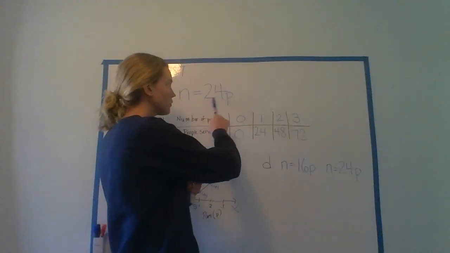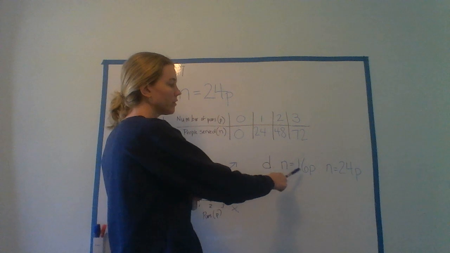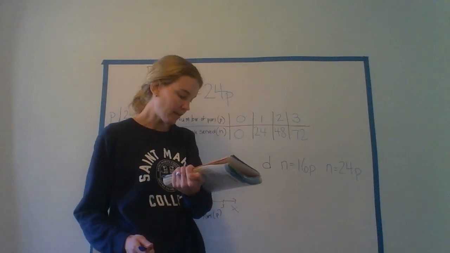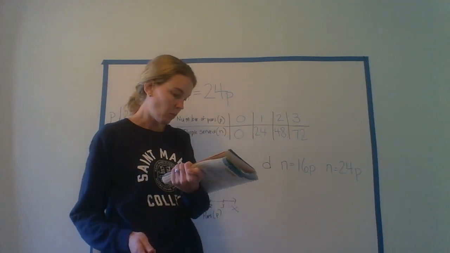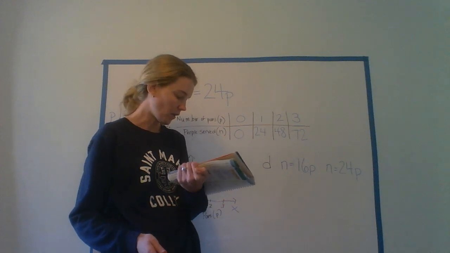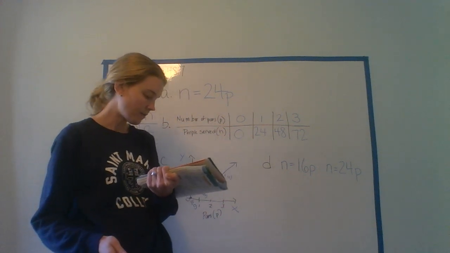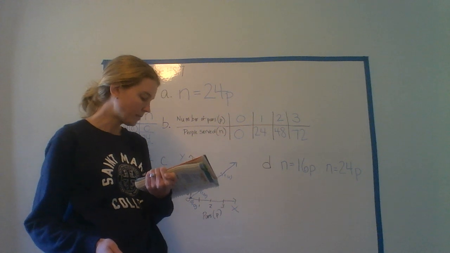And then part D says the same catering company offers chicken parmesan that serves 16 people per pan. So instead of having n equals 24p, I change it to n equals 16p. And it says, how many more people would 5 pans of lasagna serve than 5 pans of chicken parmesan? Explain your reasoning to a classmate.